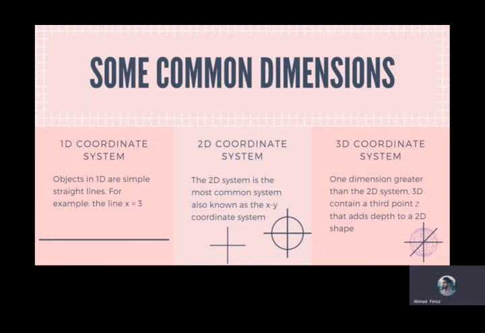Then the two-dimensional coordinate system. It's the more traditional system. It involves the x and y axes. And the three-dimensional coordinate system. In this, we have the z-axis in addition to the x and y axes.